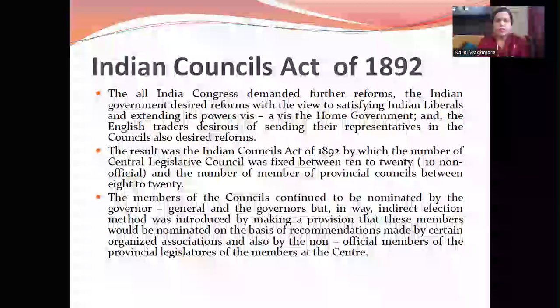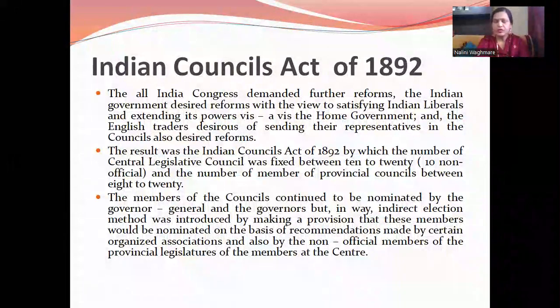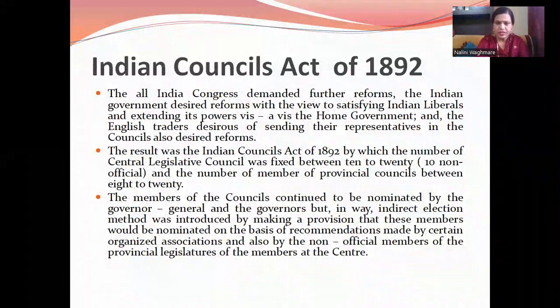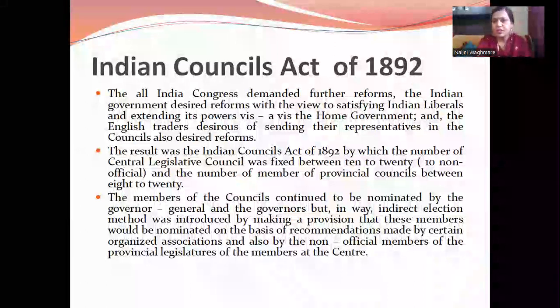The members of the councils continued to be nominated by the Governor General and the governors, but an indirect election method was introduced by making a provision that these members would be nominated on the basis of recommendations made by certain organized associations and also by the non-official members of the provincial legislatures and of the center.